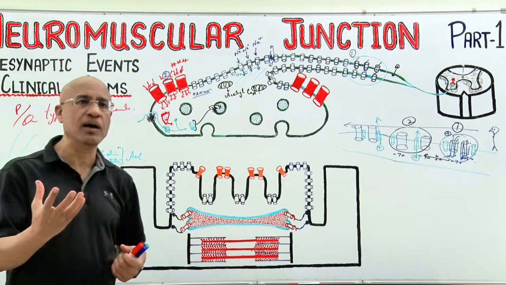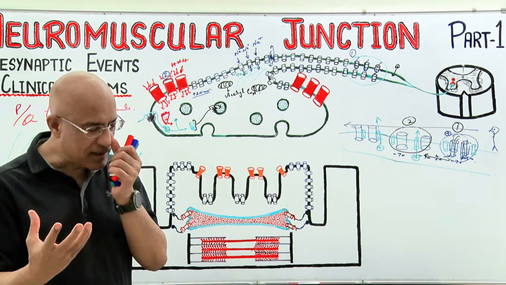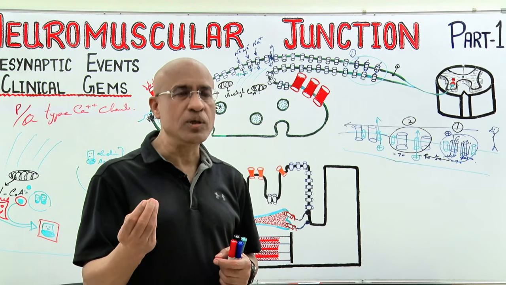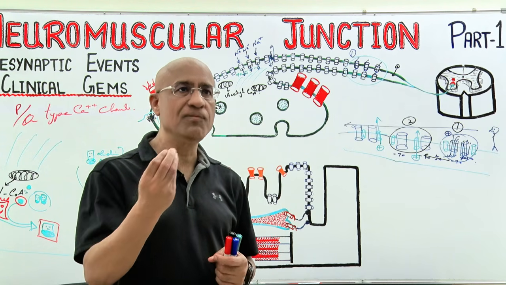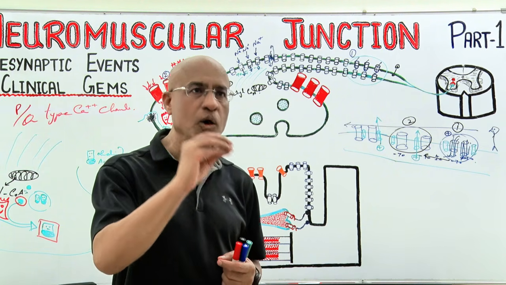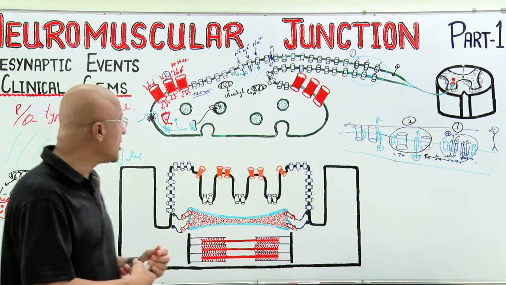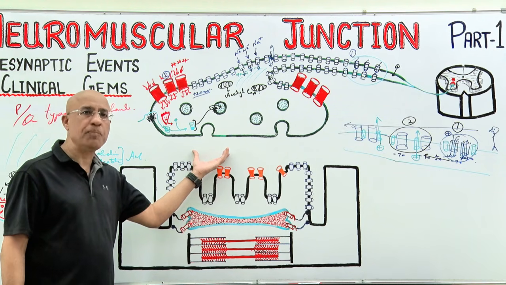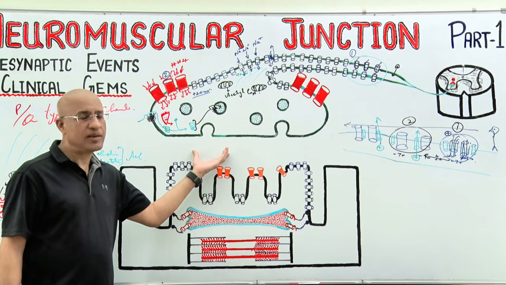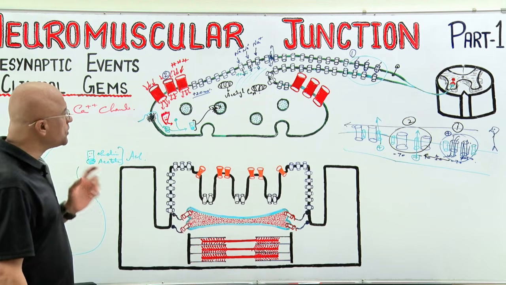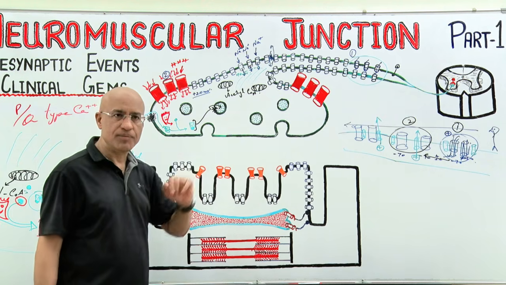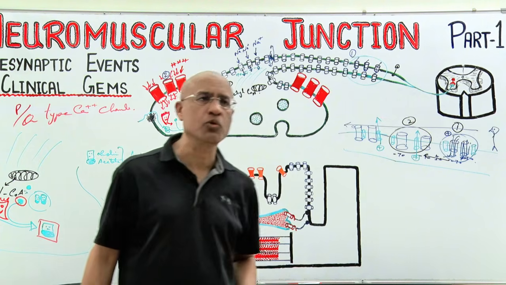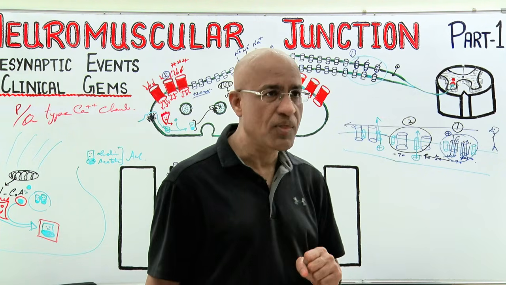One of the functions of the terminal nerve ending is that it works as an acetylcholine synthesizer, and in the vesicles, an acetylcholine storehouse. So we can say that the cholinergic nerve ending works as a factory and packaging unit of acetylcholine. Now, what do we have? We have a lot of vesicles here, and every vesicle is loaded with about 10,000 or so molecules of acetylcholine.